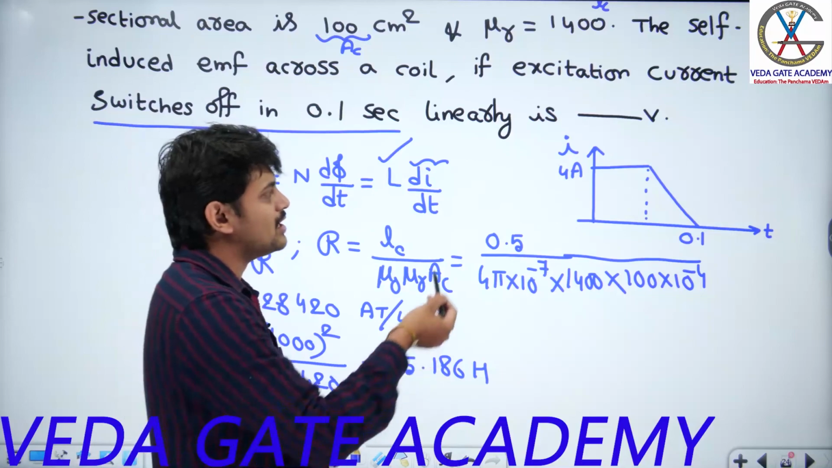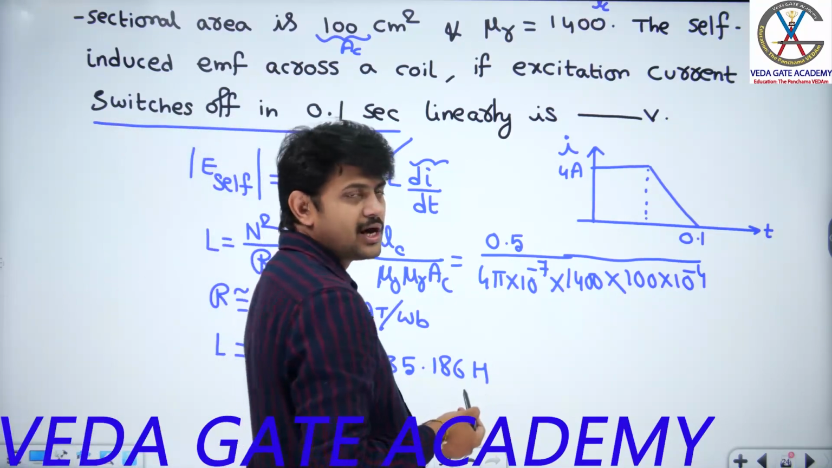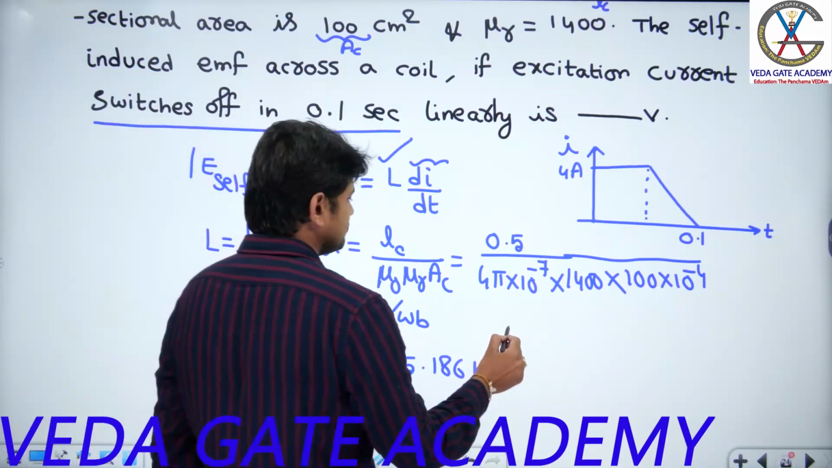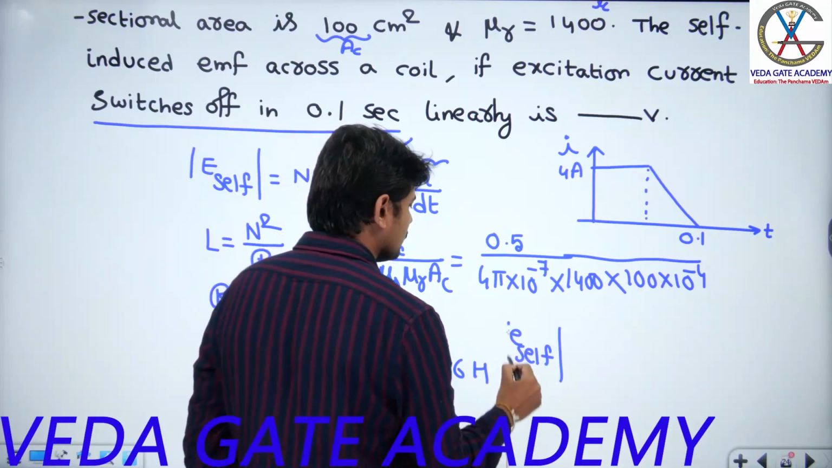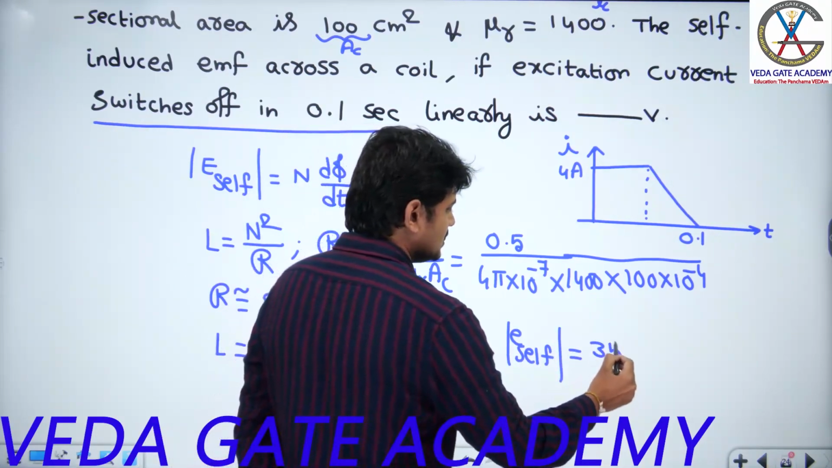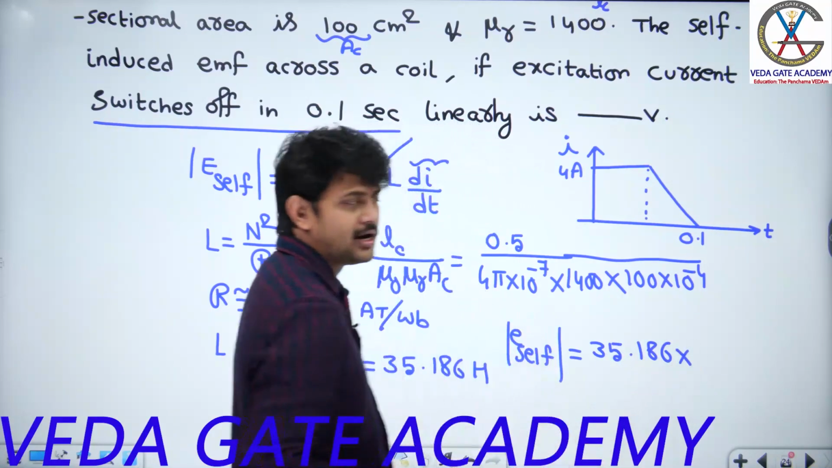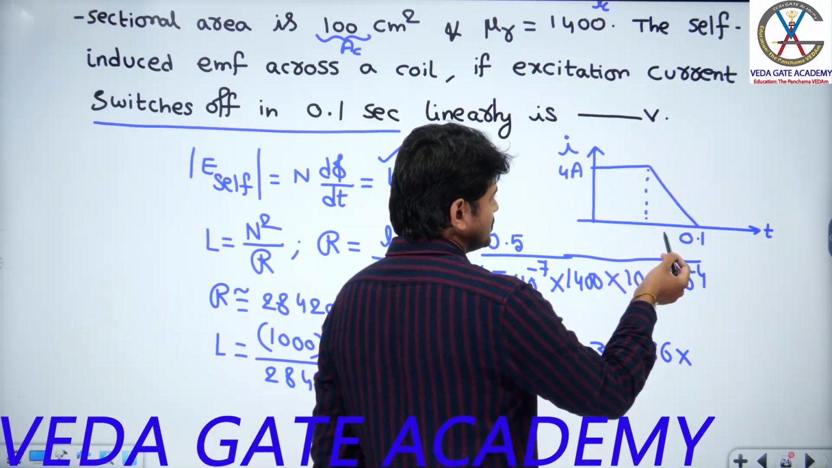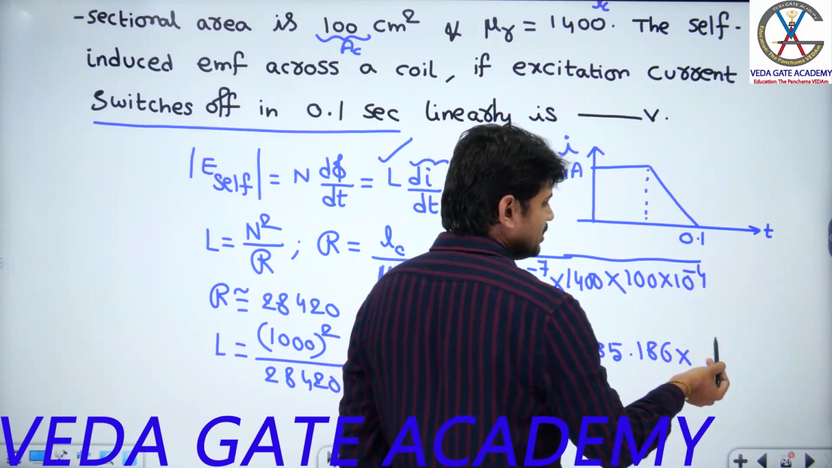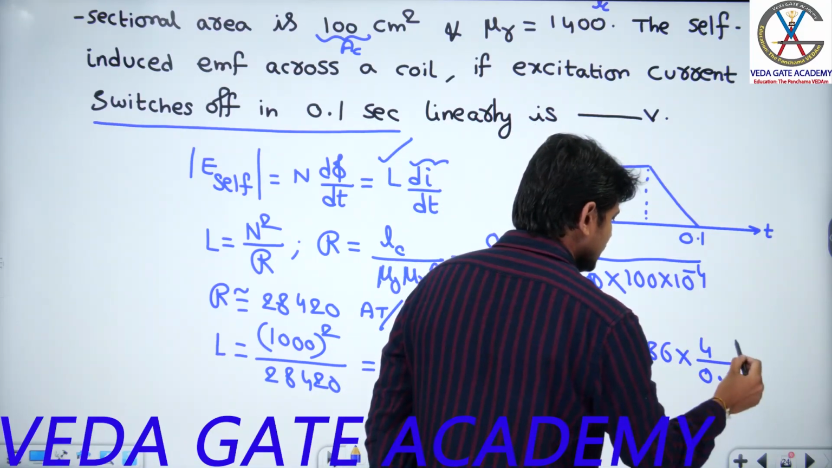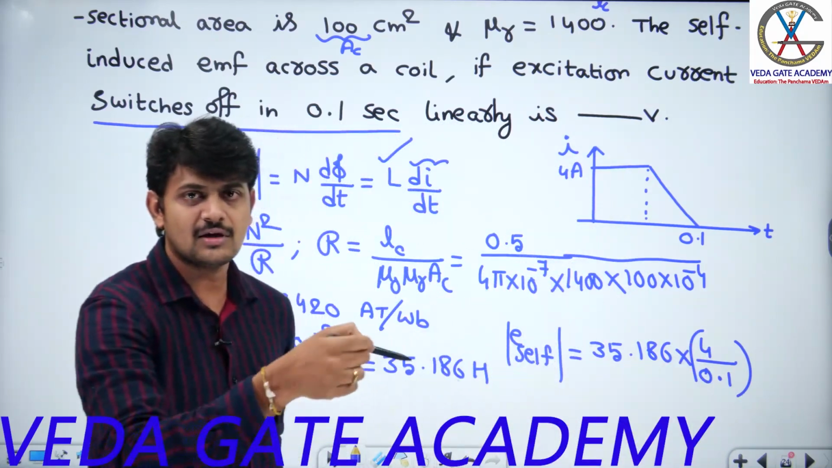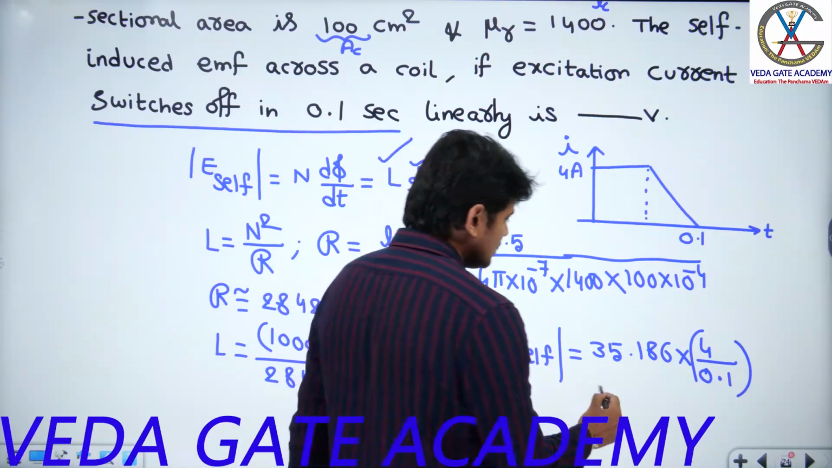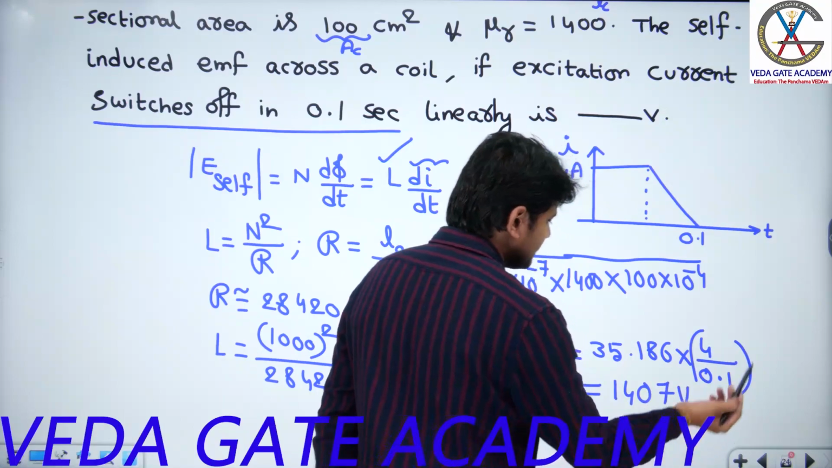So that means I can calculate the rate of change of current with respect to time, and get di by dt, right? So the magnitude of self-induced EMF will be equal to L, which I know is 35.186, into di by dt, the rate of change of current with respect to time. You can use the slope formula, right? So di by dt is 4 minus 0 divided by 0.1. The current changes from 4 to 0 within a time of 0.1, so you will get 4 by 0.1. If you do the simplification, you are going to get the self-induced EMF as 1407 volts.